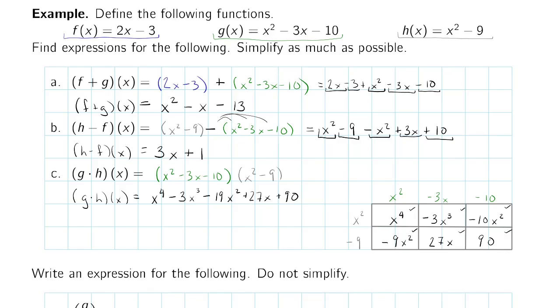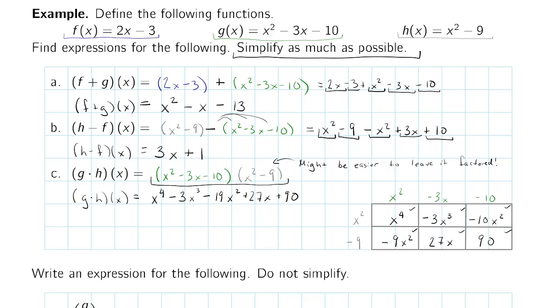So when we multiply two expressions, if they're both polynomials, we're multiplying two polynomials. We have to use that skill when we're trying to get an expression for the product function. Now, depending on what we want to do next, it might be easier to just not multiply this out. If we didn't have this simplify as much as possible instruction, this is a perfectly acceptable expression for g times h of x. But because we were told to simplify as much as possible, we had to multiply that out.